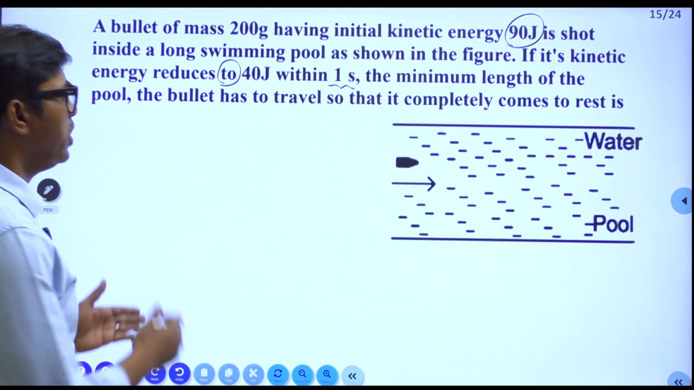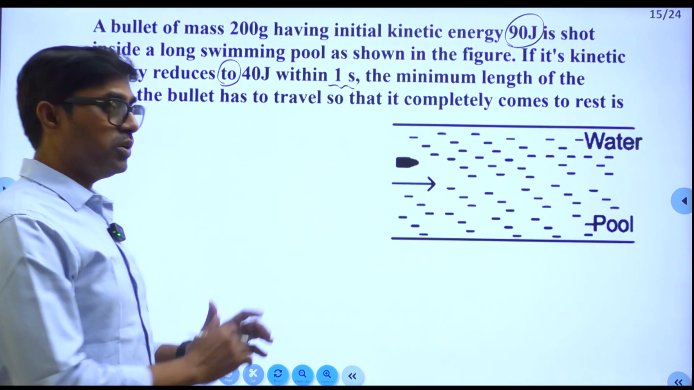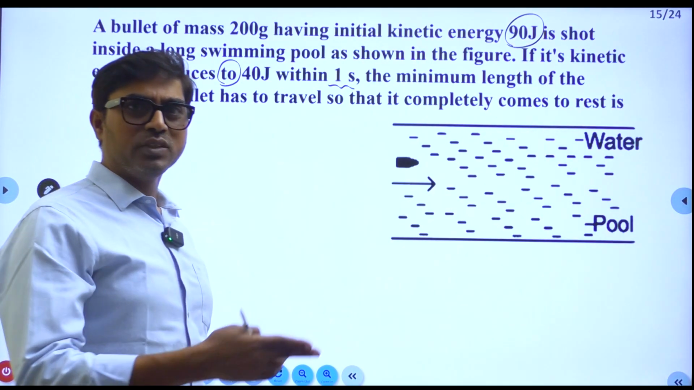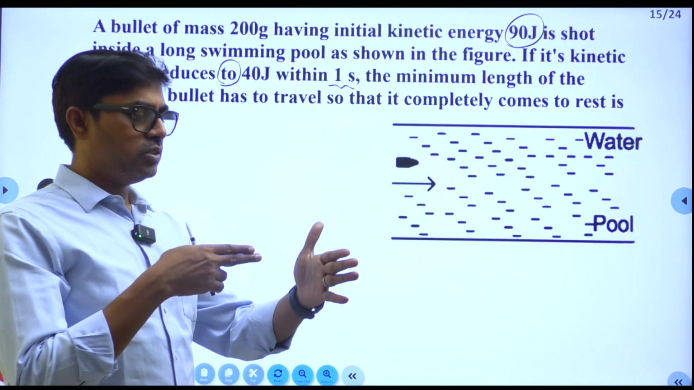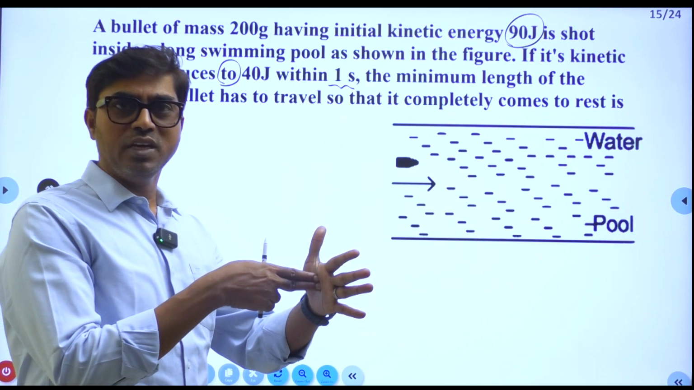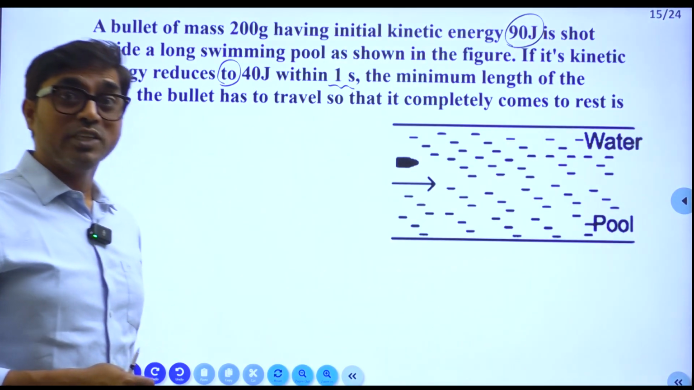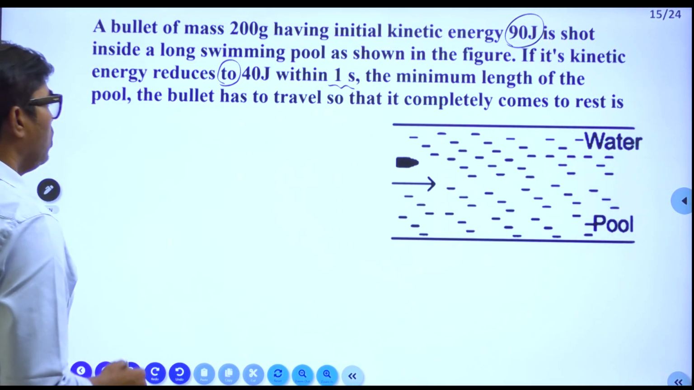Then they are asking what is the minimum length of the water pool that you require so that the bullet can be stopped. I think there are some Hollywood movies where you have to shoot the person inside the water. So the protagonist puts the bullet close to the tummy and then shoots, because if there is a gap, because of water drag, it may slow down. So scientifically correct.